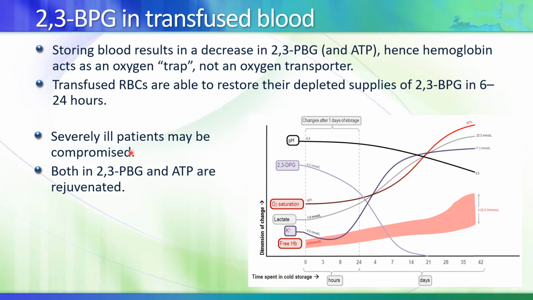But severely ill patients would be compromised because they would need 2,3-bisphosphoglycerate in their blood in order to successfully and easily release oxygen as hemoglobin gets into tissues. So for these patients, 2,3-bisphosphoglycerate would be added, as well as ATP would be added to these blood samples.